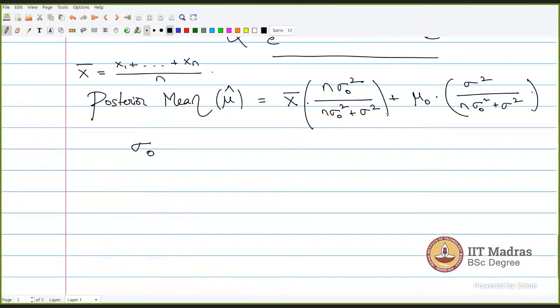Here you can get what mu naught is. The prior is normal with mean 10 and standard deviation 2, so mu naught is 10 and sigma naught is 2. What is sigma? Sigma is already given as 1. What is n? n is 5. So you have all the values.